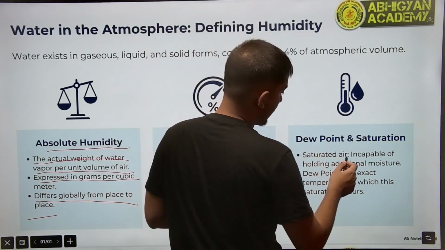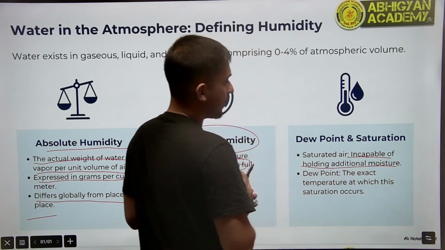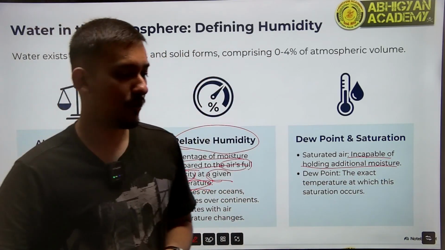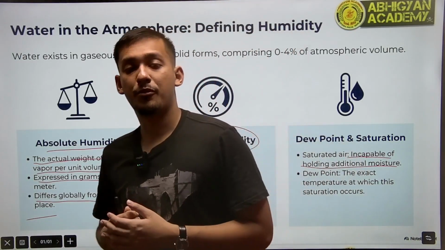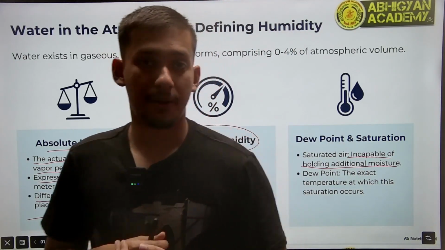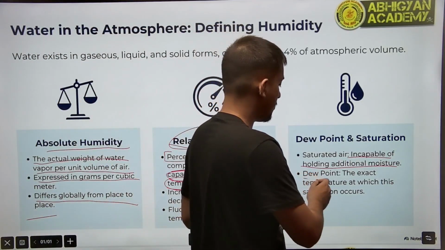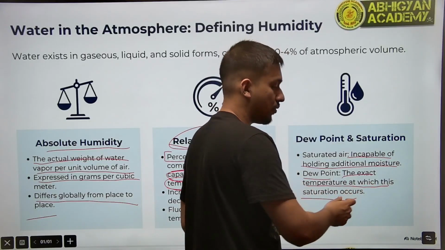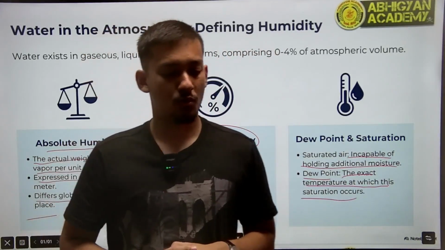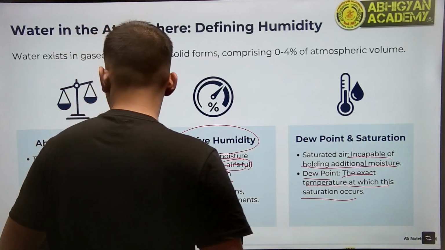Now, saturated air. Saturated air is incapable of holding additional moisture. So when saturation is reached, the atmosphere cannot hold any more water vapor, right? What is the dew point? It is the exact temperature at which saturation occurs. So when saturation occurs, it is known as the dew point.